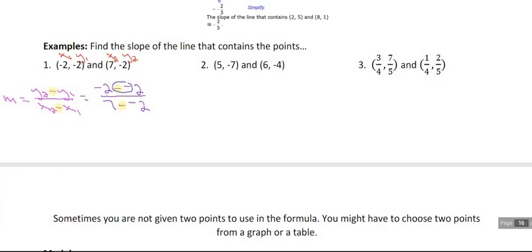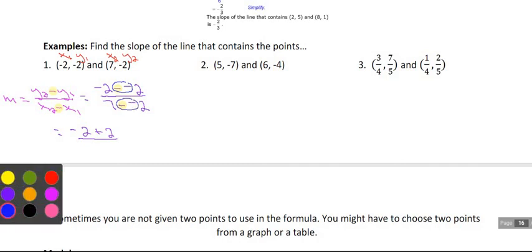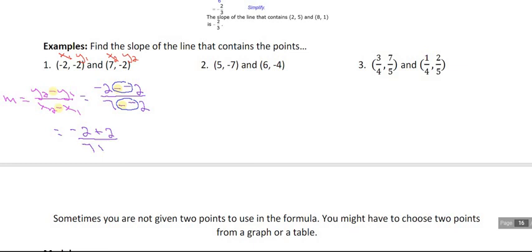So this actually says then negative 2 plus 2 over another double negative, 7 plus 2, which gives us negative 2 plus 2 is 0 over 7 plus 2 is 9, which is 0. Okay, so our slope in our first problem is 0.